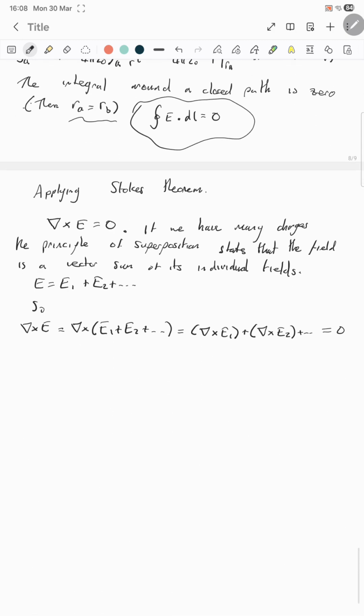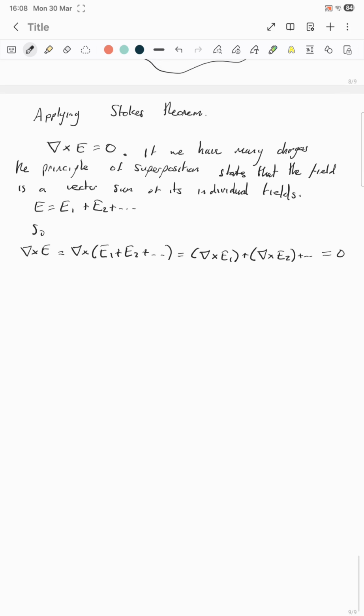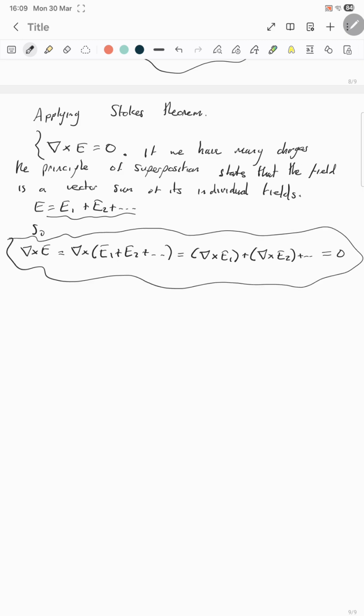Now if we apply Stokes' theorem, del cross E equals 0. If we have many charges, the principle of superposition states that the field is a vector sum of its individual fields. So again here, by the principle of superposition, we'll get this relation by Stokes' theorem. It's just a quick added little note.